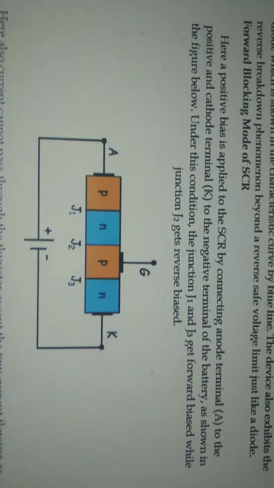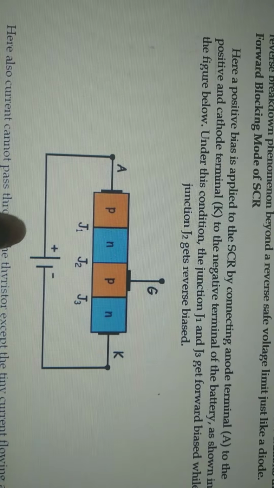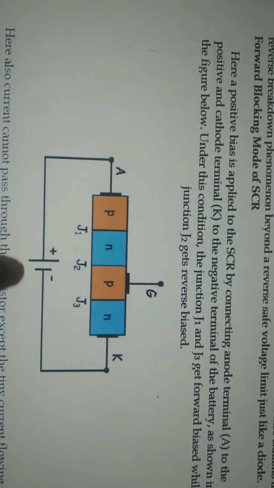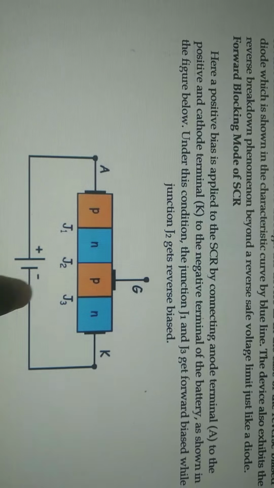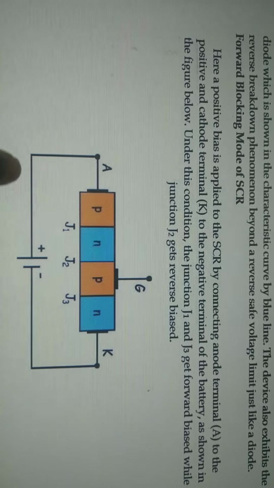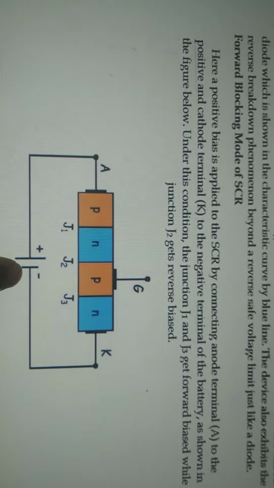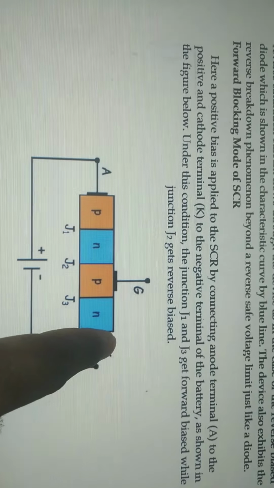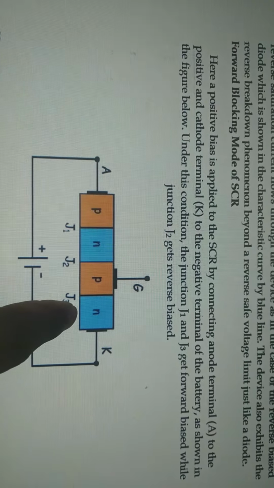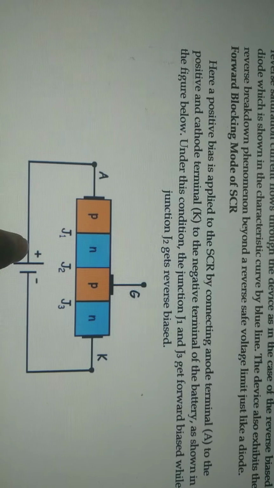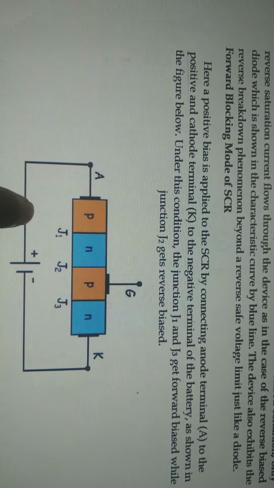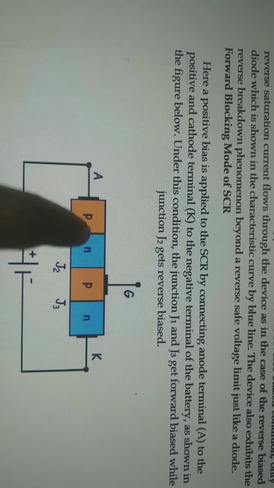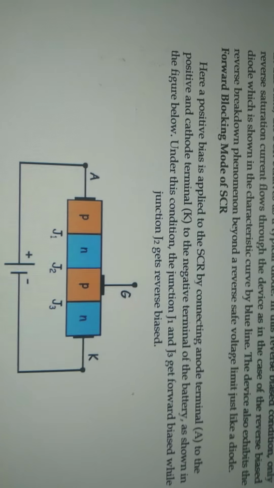In the forward blocking mode of operation, the battery connections are unlike the reverse blocking mode of SCR. Now we are interchanging the battery connections to the SCR. Here the positive of the battery is connected to the P type, and the negative of the battery is connected to the cathode, meaning N type. Due to this, the positive charge and the P material, which also has a positive charge, try to repulse each other. Thereby holes are trying to move inside the material.